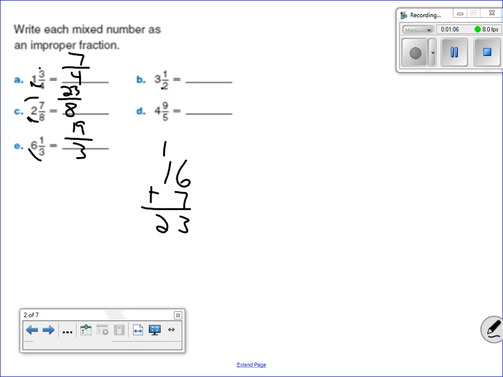Right here I have 3 times 2. I get 6 plus 1. I have 7 over 2. 4 times 5 is 20. Plus 9 is 29 over 5.